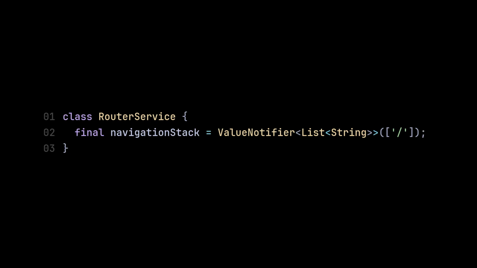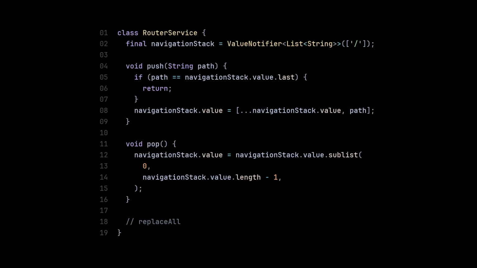You can use any state management approach that you choose, but we will use value notifier with the MVVM architecture that we teach in the Best Flutter course. This value notifier will be the source of truth for our navigation stack, and this will be the only place where this navigation stack can get manipulated.